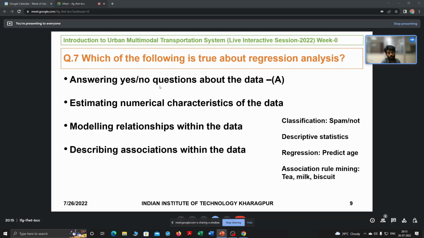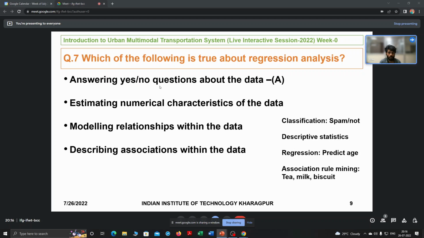Then the second option is estimating the numerical characteristics of the data. Numerical characteristics means, if you have a data set, what is the mean, the mode, the median, the count, the frequency, the minimum of that data set, the maximum value of the data set, those things, right? Even the standard deviation and those things. That is called descriptive statistics of the data, so it is also not regression. I am skipping the third one because it's regression.